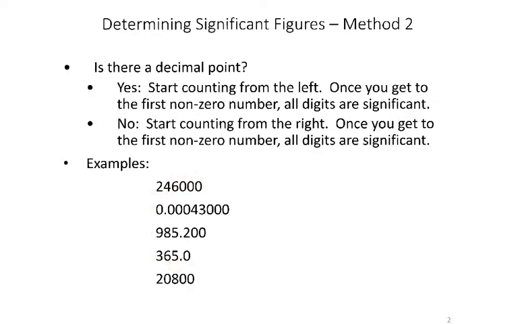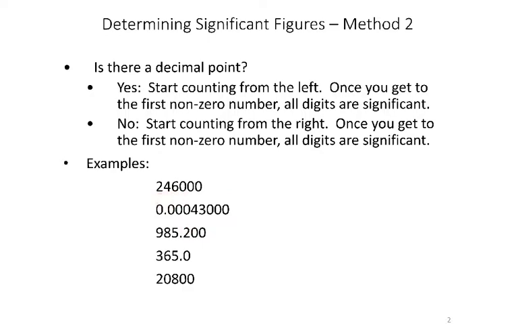So my way, I take a look at this number. The 2 and the 4 and the 6 are significant. The only question is the zeros. These are trailing zeros because there is no decimal point written explicitly. Trailing zeros are not significant, so this number would have 3 significant figures. If I use the second method, is there a decimal point? No, so I start counting from the right. And so nothing is significant until I get to a non-zero number. So not, not, that 6, now everything after it is significant. So the 6, the 4, and the 2 are all significant. So again, I come up with 3 significant figures.